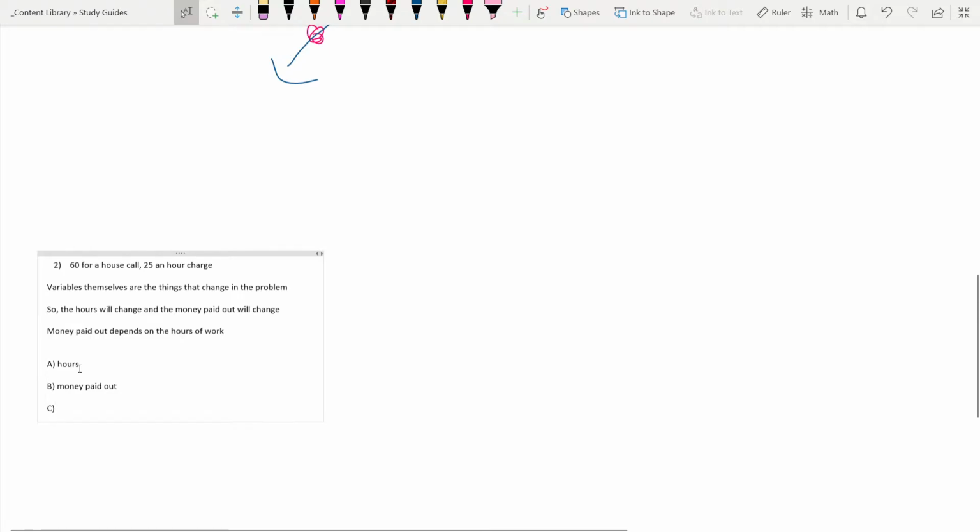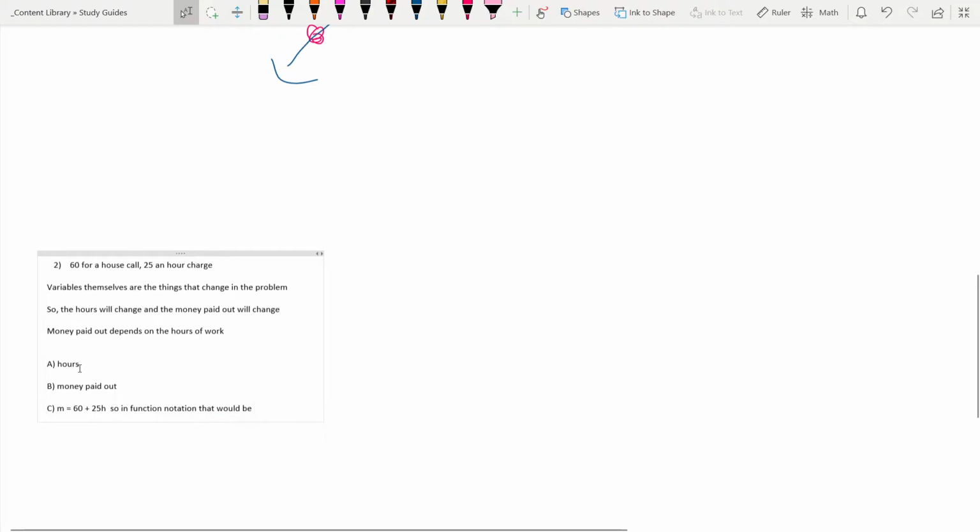Well, sometimes it's easier to start in a regular equation. So the money you pay the plumber is equal to the $60 house call. Whether they stay there 30 minutes or 30 hours, you have to pay them $60 right off the bat, plus the $25 per hour. So in function notation, that would be the following.